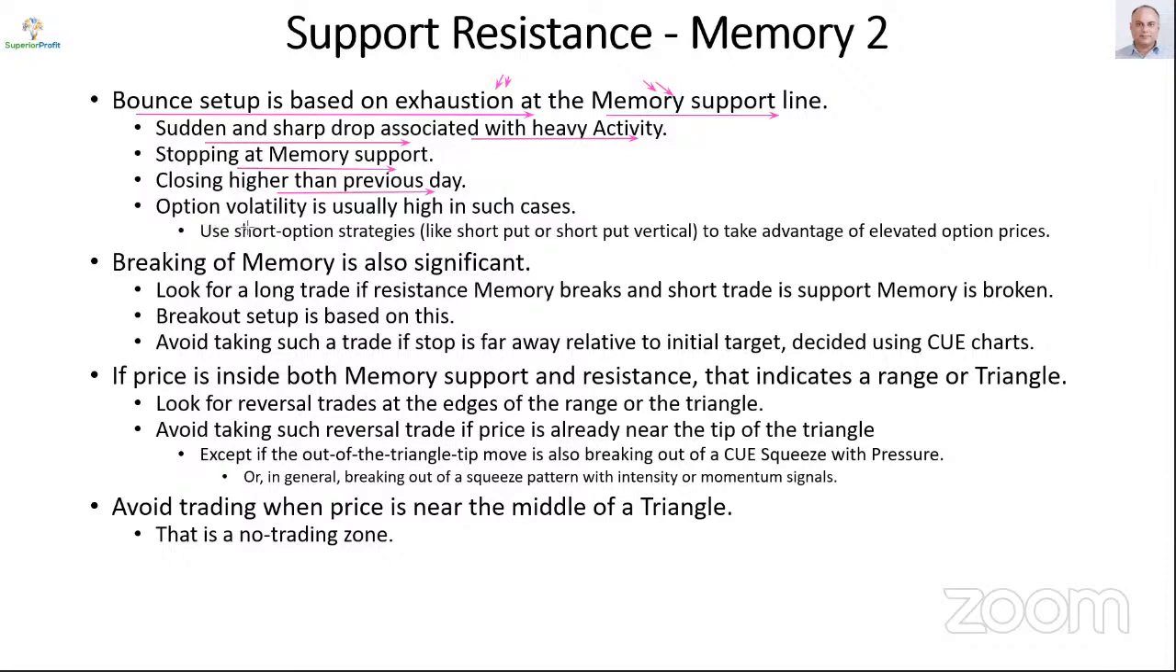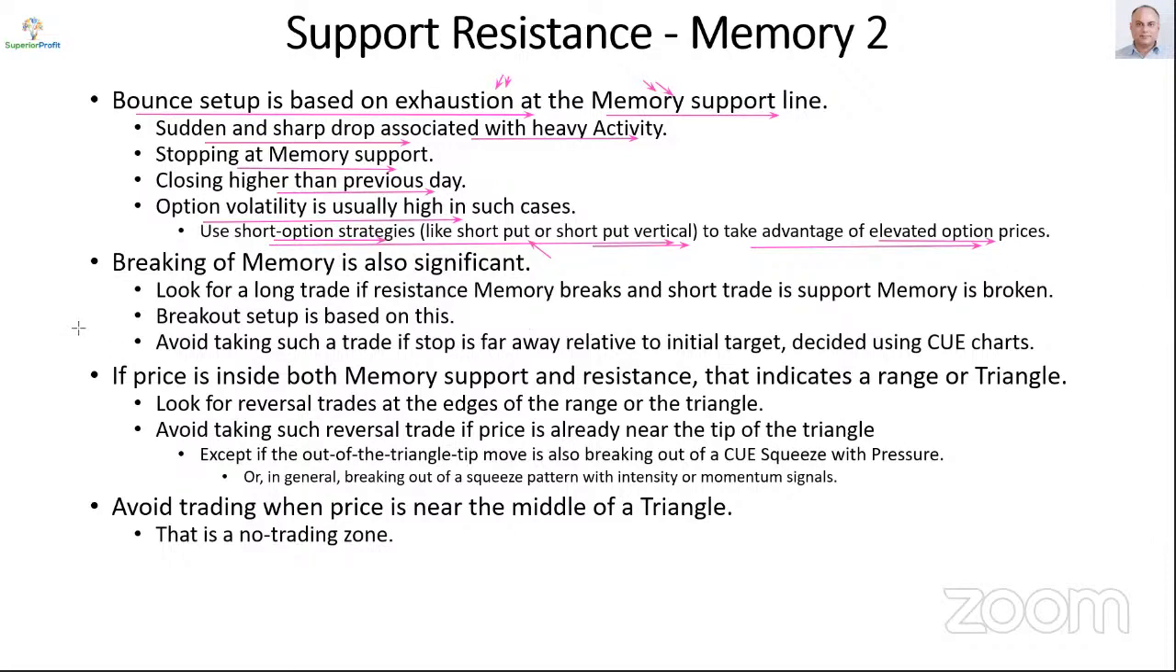And usually because price is dropping sharply, if the stock has options, option volatility is very high, you may look for short option strategies like short put if you're willing to short put, which I may do sometimes if I'm confident the stock is fundamentally strong, and I am willing to hold it longer if need be. Then I may use short put, or you may also use short put vertical. That is also a short option selling strategy. Then you are taking advantage not only of the price move in terms of bounce long setup, but also of the elevated option prices by using short option or option selling strategies.